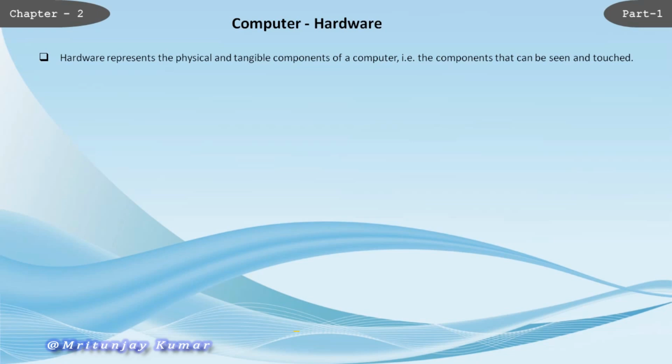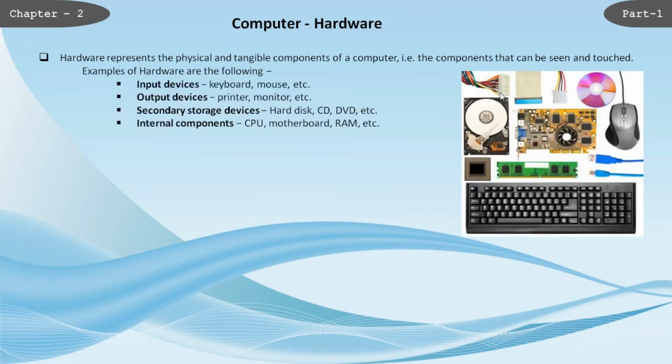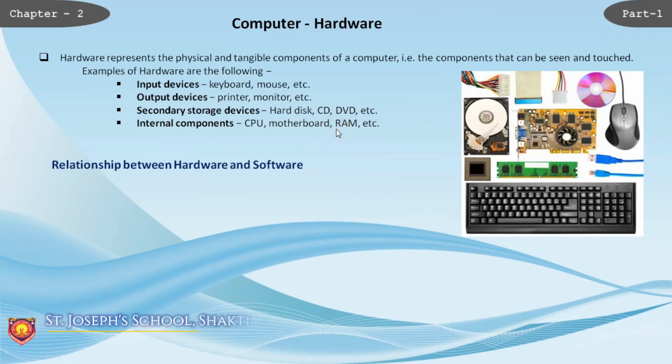Hardware. Computer hardware represents the physical and tangible parts of the computer, that is, components that can be seen or touched. Examples of computer hardware are input devices like keyboard and mouse, output devices like printer and monitor, secondary storage devices like hard disk, CD and DVD, and internal components like CPU, motherboard, RAM, etc.